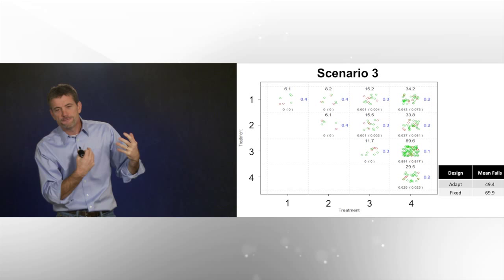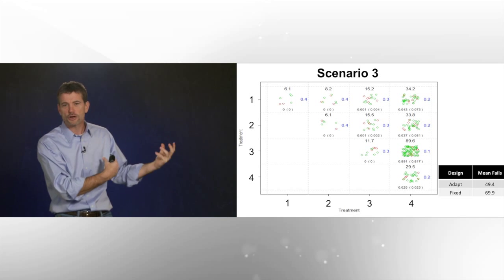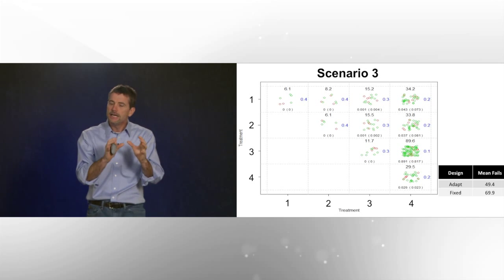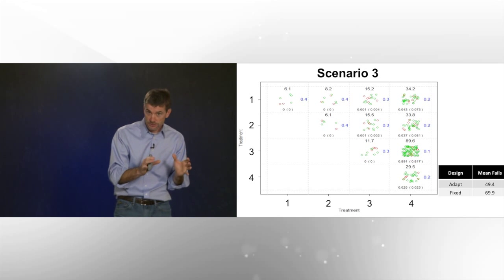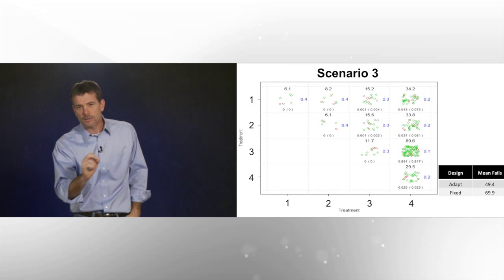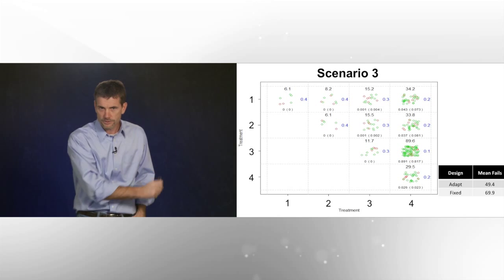The number of failures in the trial, if we do this adaptively, is an average of 49 out of 250 patients, whereas if we do fixed randomization, it's an average of 70 in that situation. So this process has a higher rate of success, almost a 10% increase in the probability of successes, and it increases the probability of getting the right answer when the trial's over.